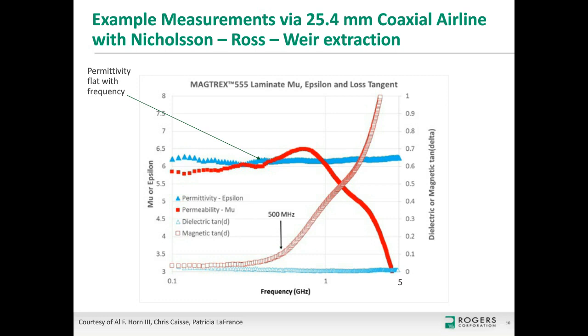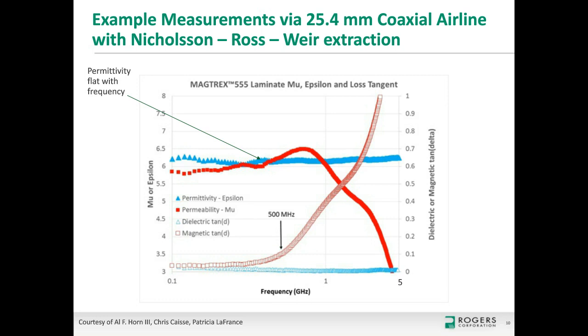So this is an example of the output of the Nicolson-Ross-Weir extraction for a material called Magneto-Dielectric 555. You'll see that your permittivity is relatively flat within the measurement error of the instrument, and that it stays flat over a range from 100 megahertz to 5 gigahertz, and this is on a log scale on the x-axis. At the same time, your permeability measurement will match roughly with the curve that we showed earlier, where you've got a relatively flat permeability at low frequency, then a knee in your permeability curve above which your permeability value will rise and then begin to decline.